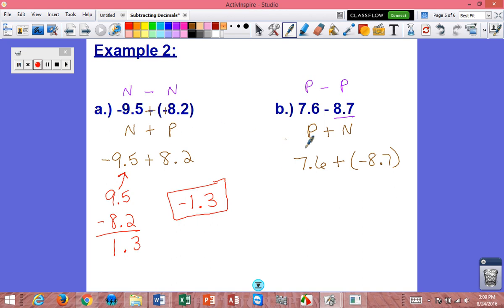Alright, so just like this other problem, if we have a positive plus a negative and we're adding different signs, we're going to subtract them. So I'm going to take what would normally be the bigger number, and I'm going to subtract it. So I get 1 and a 1, so I get 1.1. Now 8.7, since that's the higher number in our subtraction, and it has a negative right here, we know that our answer must be a negative 1.1.